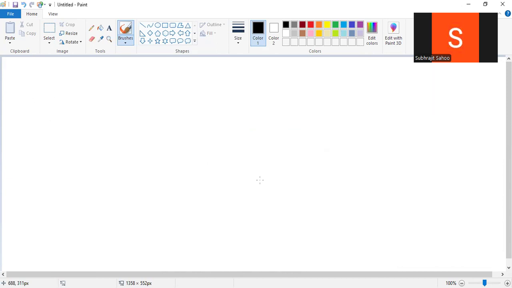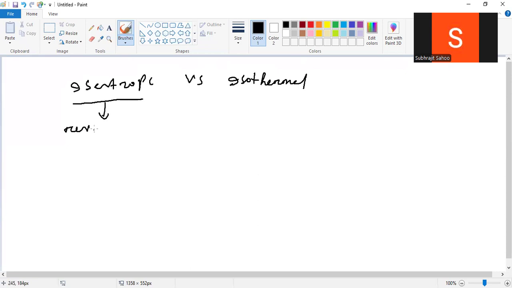Okay. Observe. Let me tell you about the isentropic process versus the isothermal process. What happened in this part? Isothermal actually. Isothermal process. Okay. What is this isentropic process? Isentropic is also called a reversible adiabatic process. And isothermal is also called a constant temperature process.